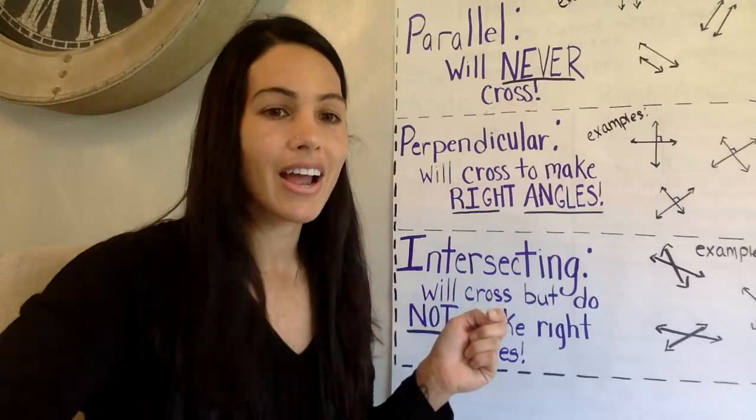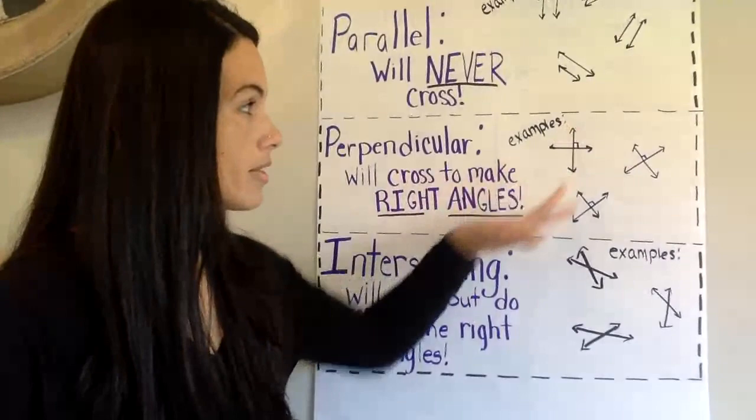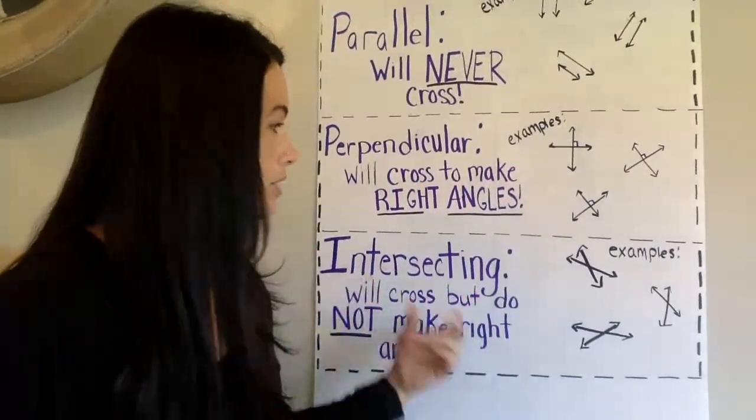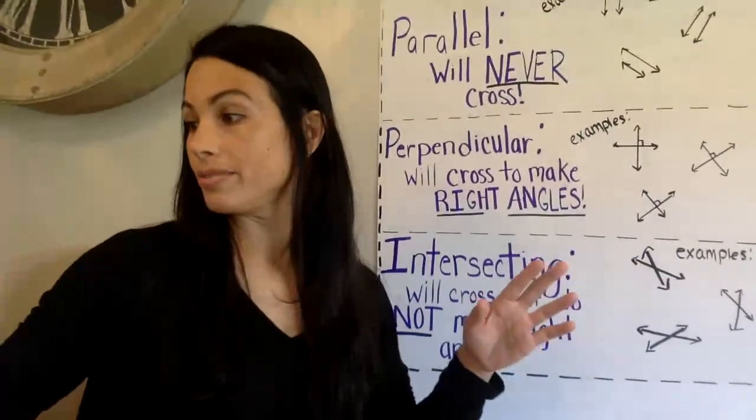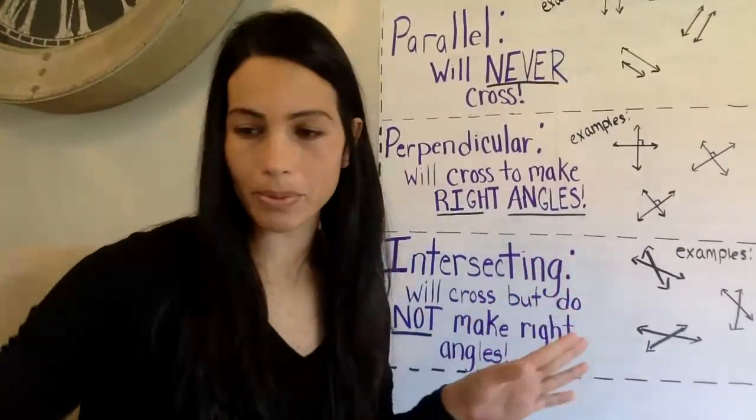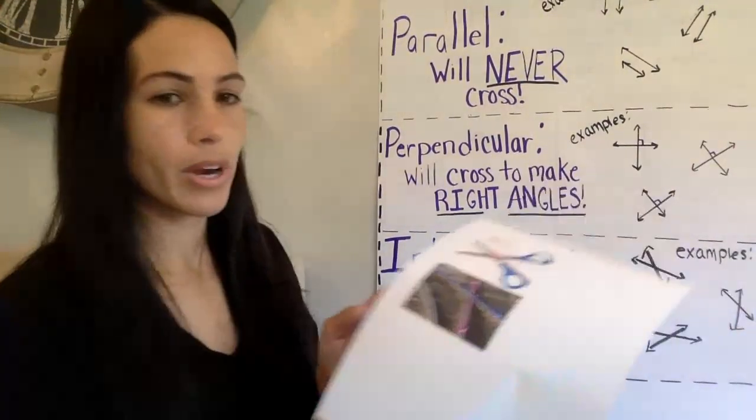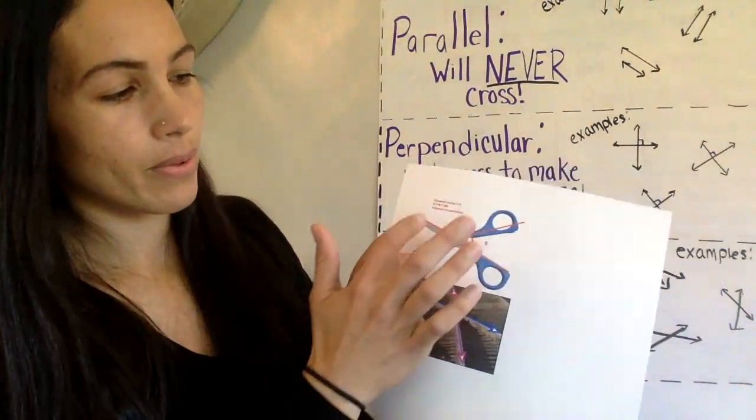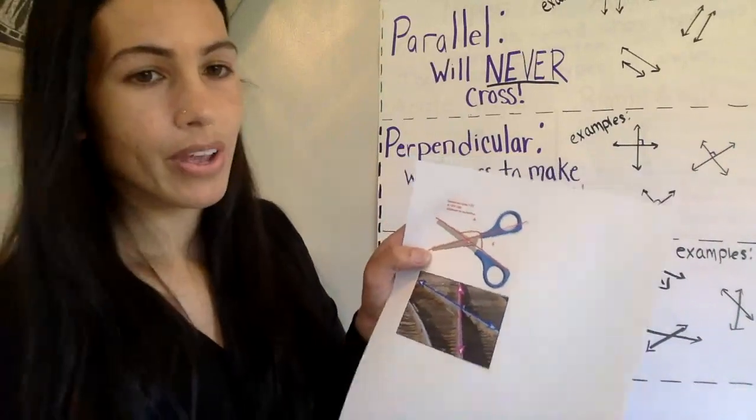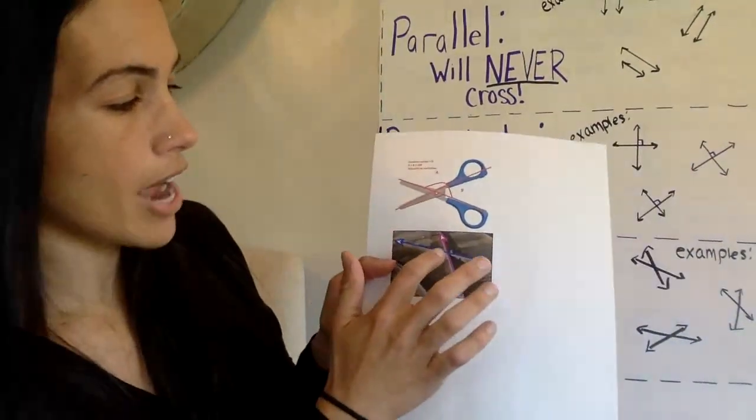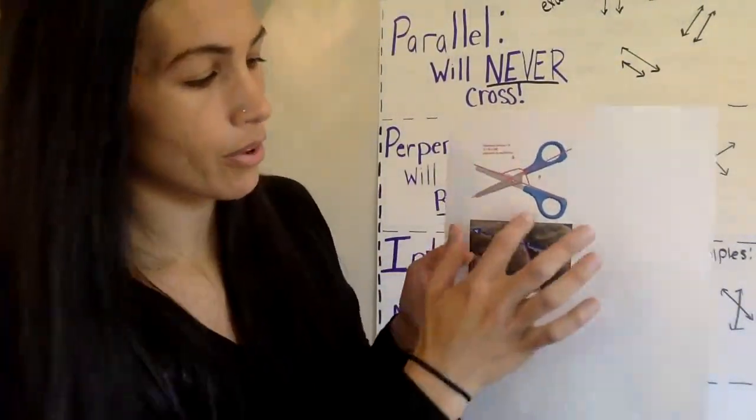But perpendicular is crossing to make right angles. So it's 90-degree right angles, okay? Think of a square, the corner. And intersecting, they intersect, but they don't make right angles. And I have real world examples where you might see them. So one example is scissors. Think about the scissors where they cross. Those are intersecting lines, but they don't make a right angle. And then I also found an example of train tracks, but not the parallel lines, when one set of train tracks crosses another one, okay?